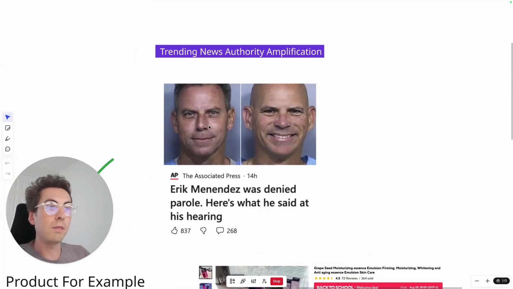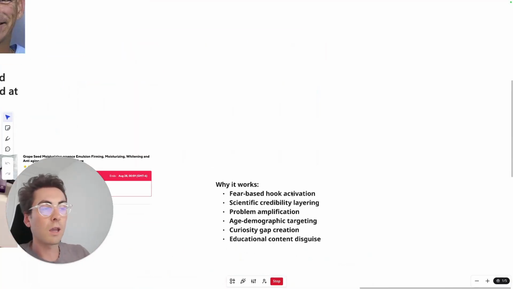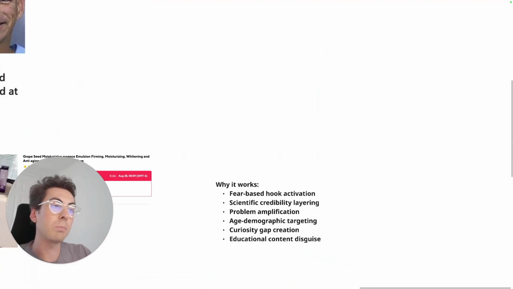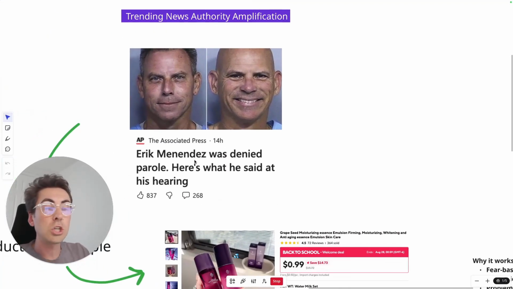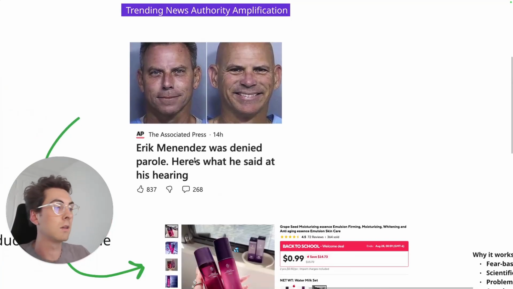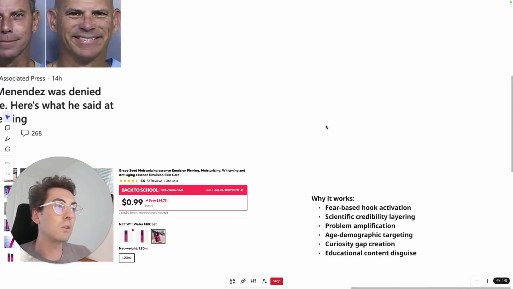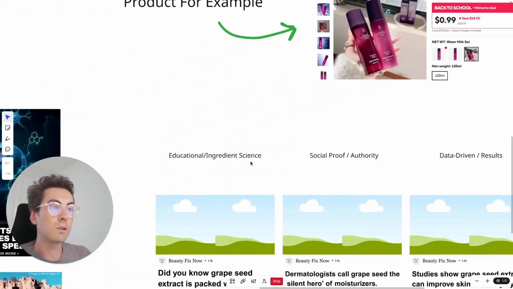And here is why this style works. It's a fear-based hook. There's scientific credibility. You can hit problem amplification. There's a curiosity gap, right? This thumbnail, this format is engineered to drive a click. And lastly, educational content disguise when you run certain types of formats.